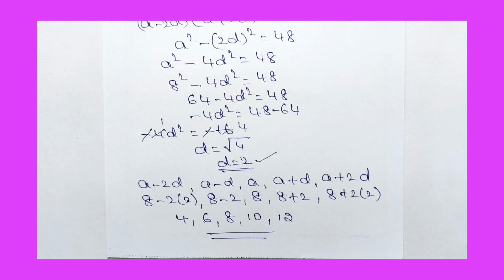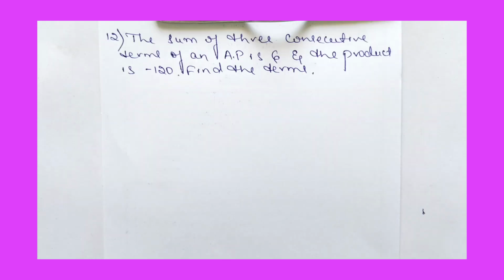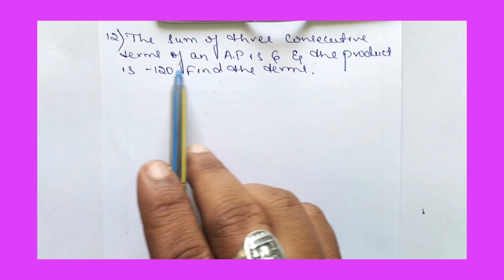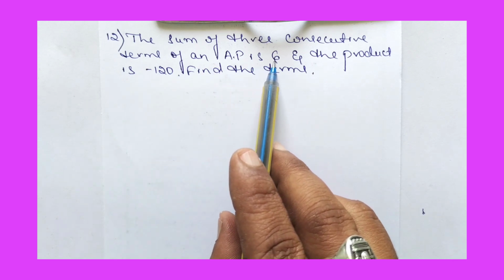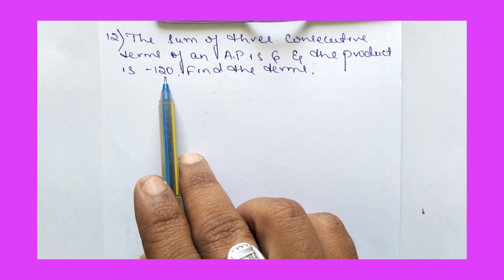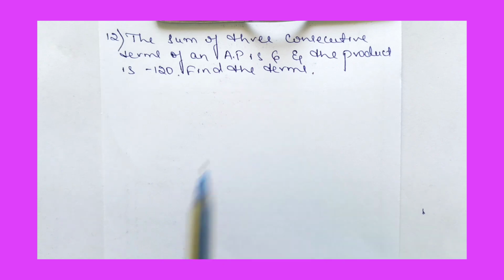So like this we have to solve question number 11. Now let us move to question number 12. The sum of the 3 consecutive terms of an AP is 6 and the product is minus 120. Find the terms. So now let us answer this question.